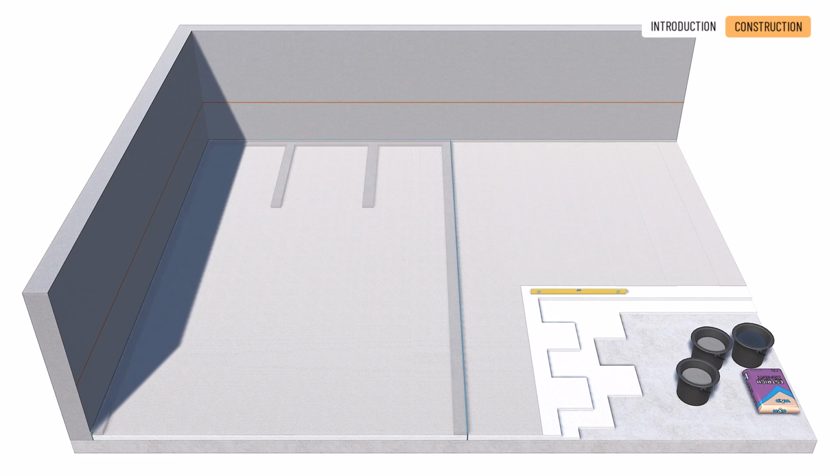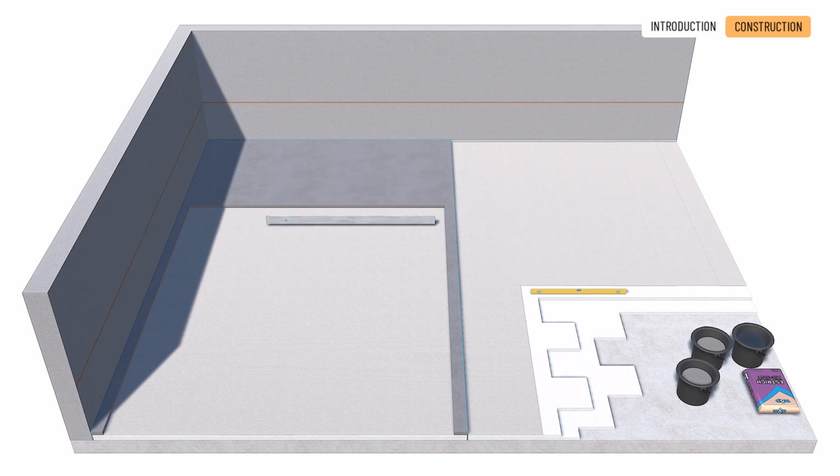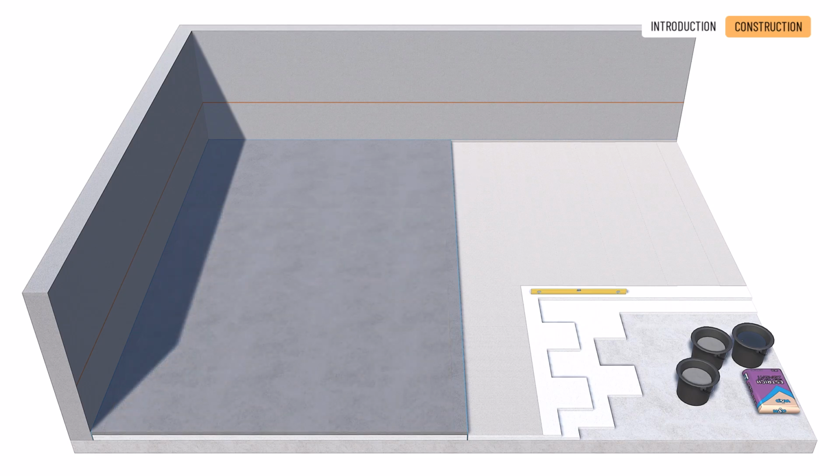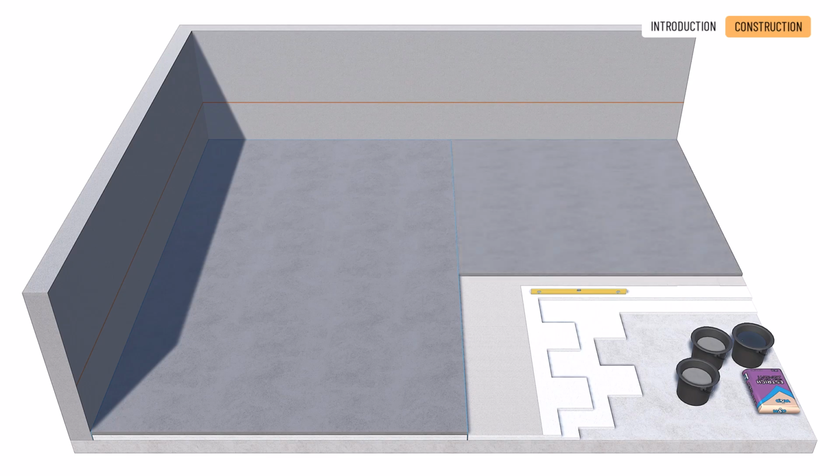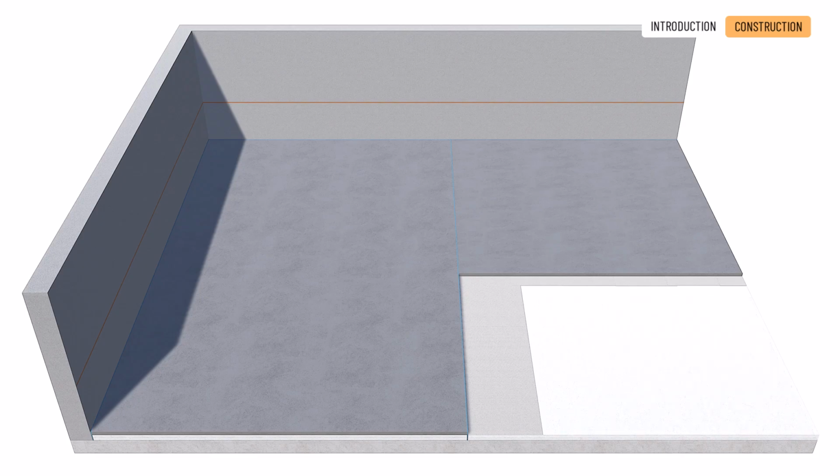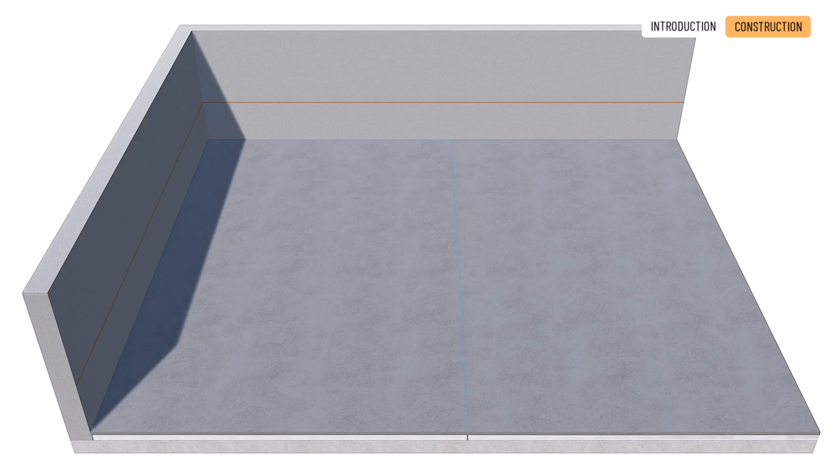Using straight edges, form 15 to 20 centimeter wide guide strips, spaced 1.5 to 2 meters apart, ensuring they are level. Fill spaces between the guide strips with concrete, leveling the surface to match the top of the guide strips. Keep the finished concrete surface moist to prevent cracking.